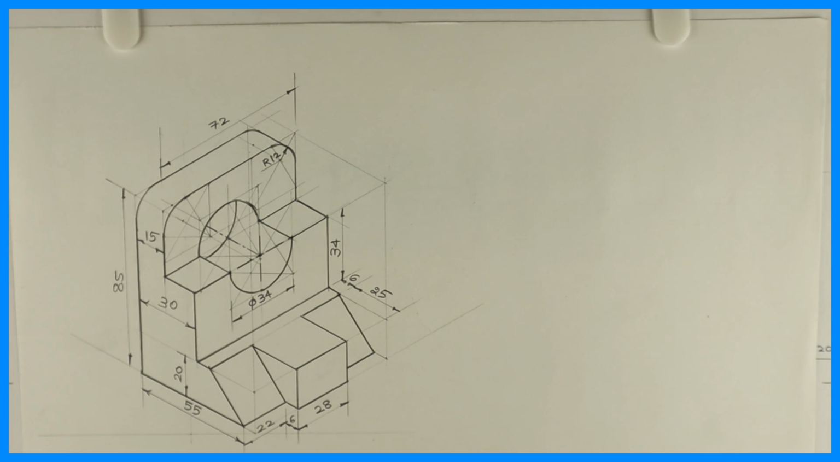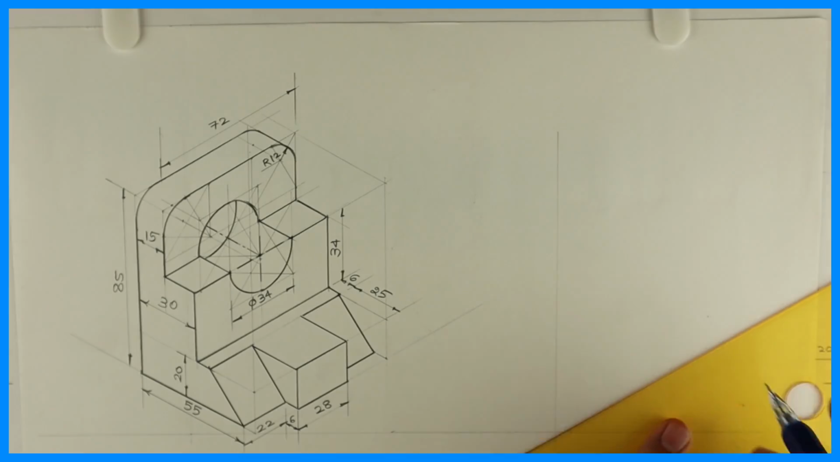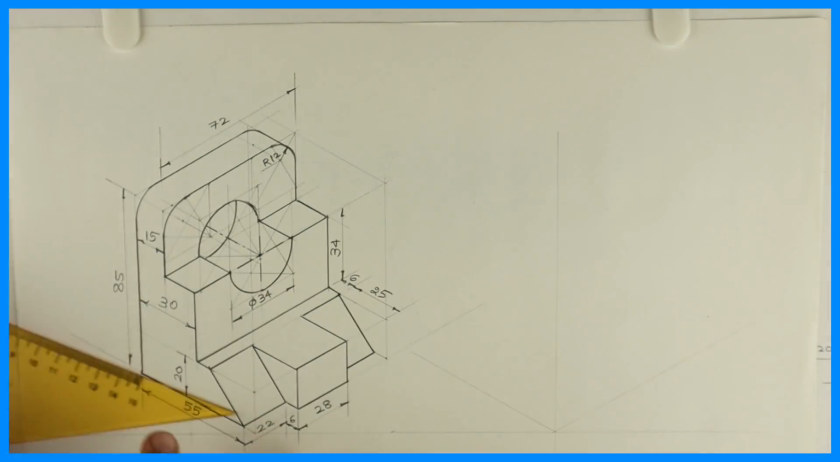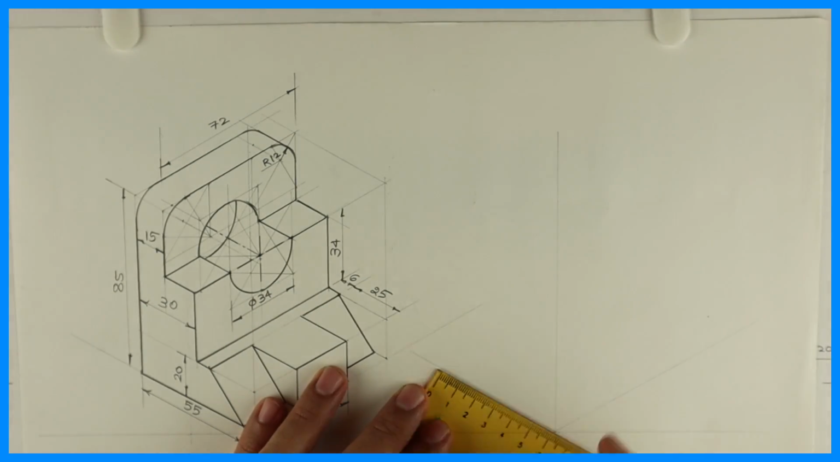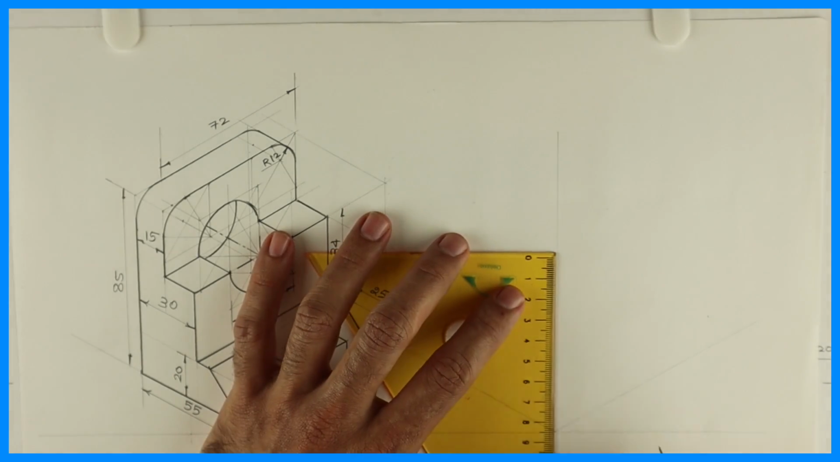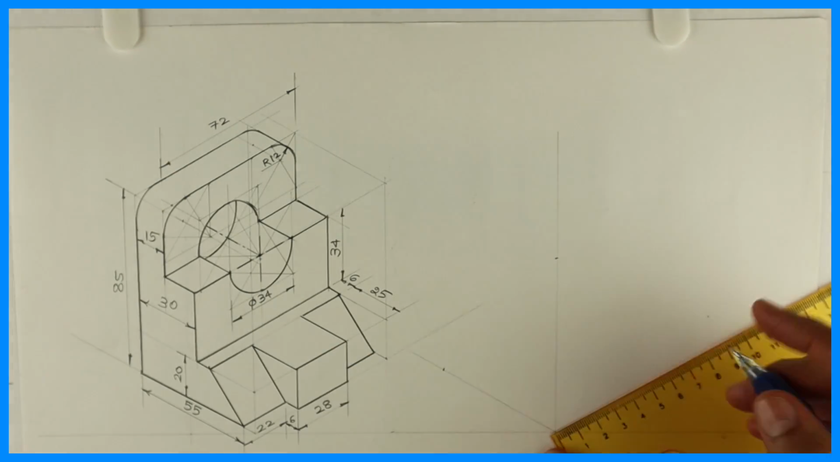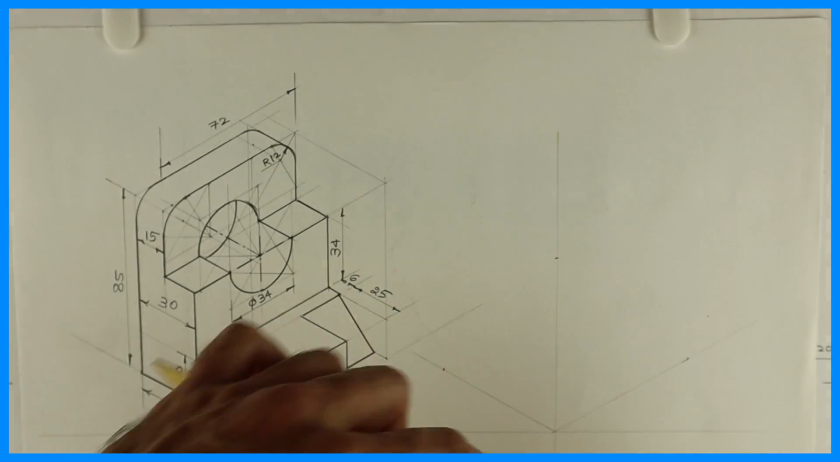Welcome to Technical Drawing. Today we are going to draw the isometric view of this sum. First we will draw the plus, then we'll draw the 30 degree lines. We'll take this 61, 55 plus 6, height is 85 and this is 72. So first we will draw the layout.